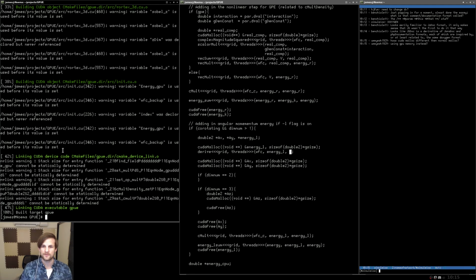How is CUDA malloc different than normal malloc? Using GPU memory instead? Yeah, that's basically it. There's some small scale differences in terms of how you read in the values, but it's mostly the same.